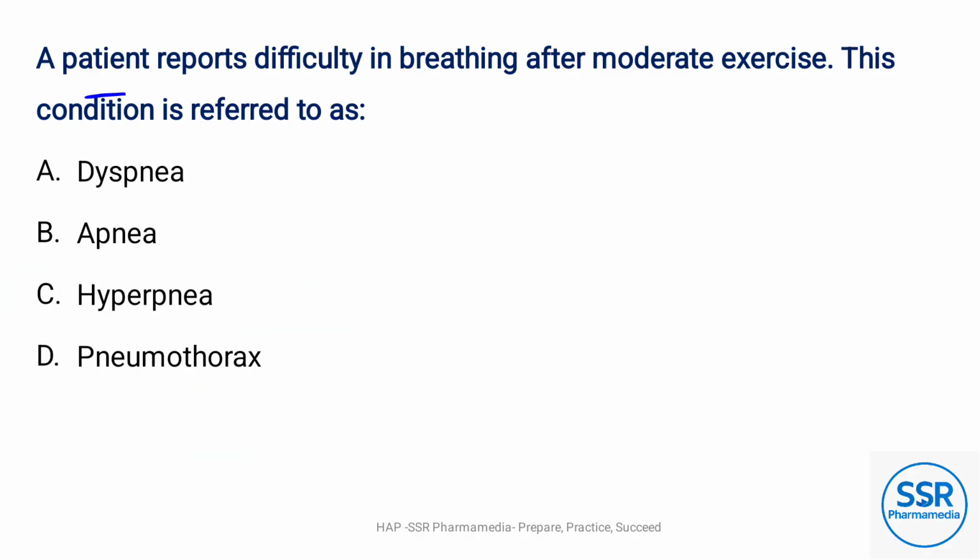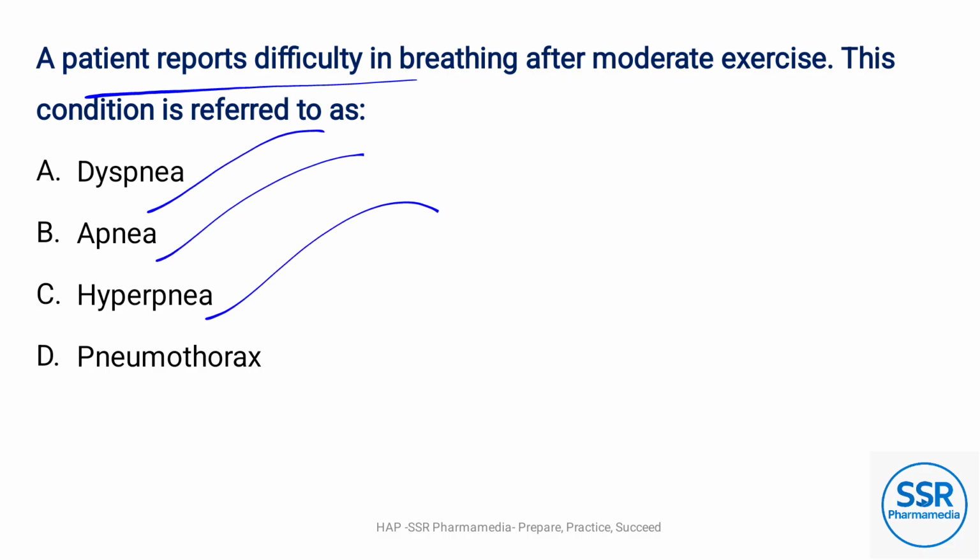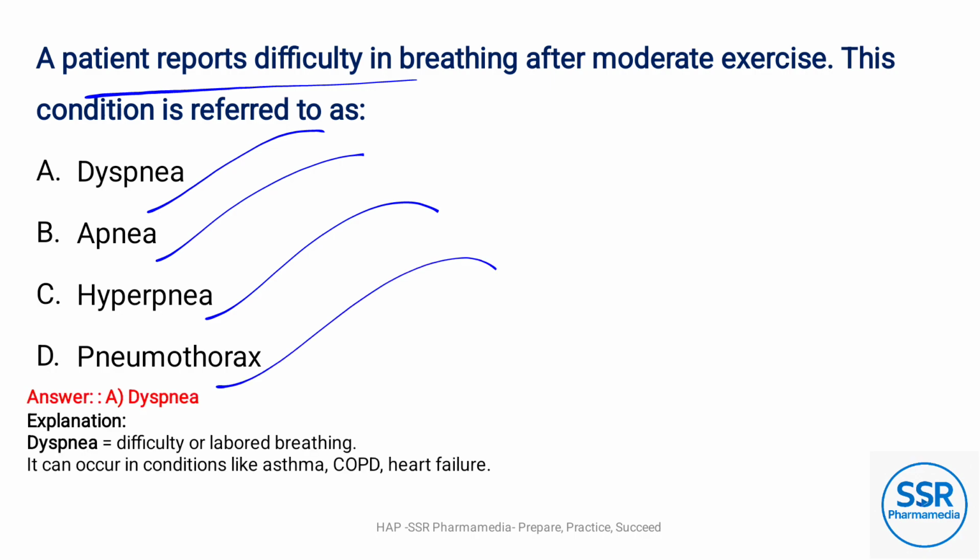Next, a patient reports difficulty in breathing after moderate exercise. This condition is referred to as: dyspnea, apnea, hyperpnea, or pneumothorax. So the answer is option A, dyspnea. Dyspnea is difficult or labored breathing. It occurs in conditions like asthma, COPD and heart failure.